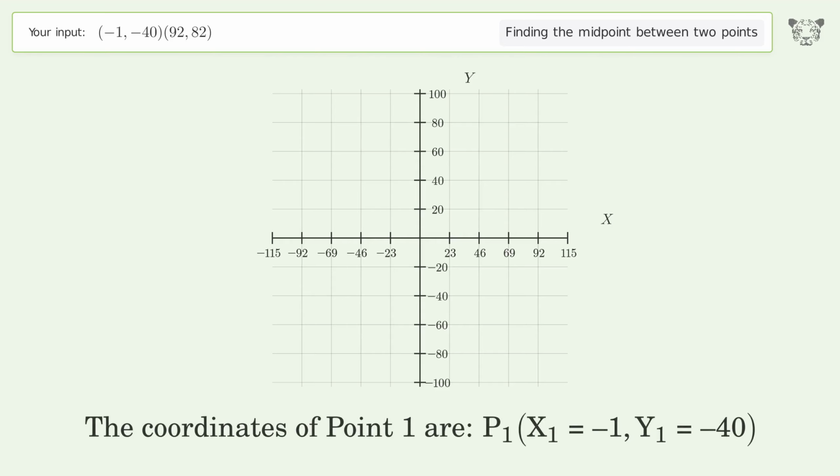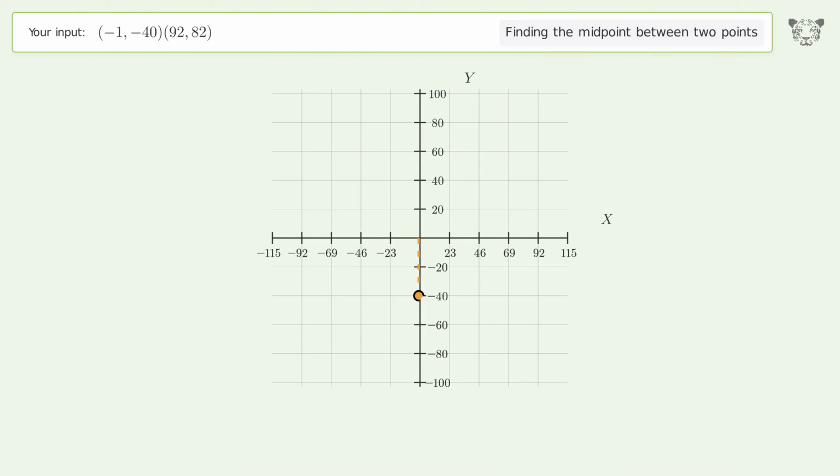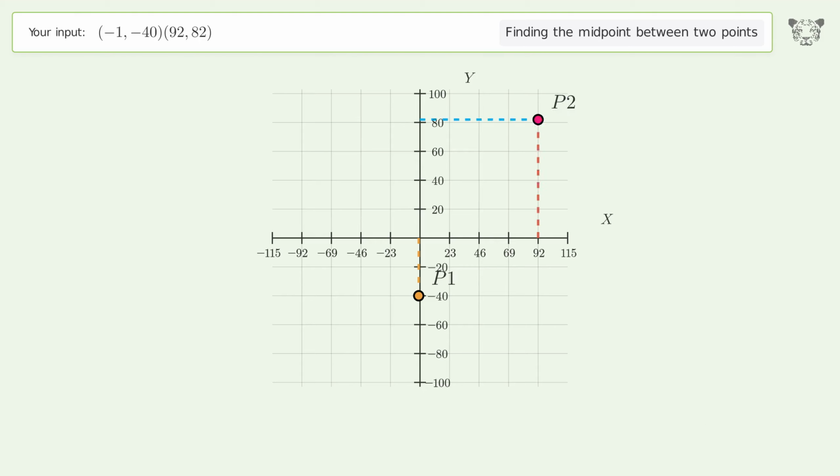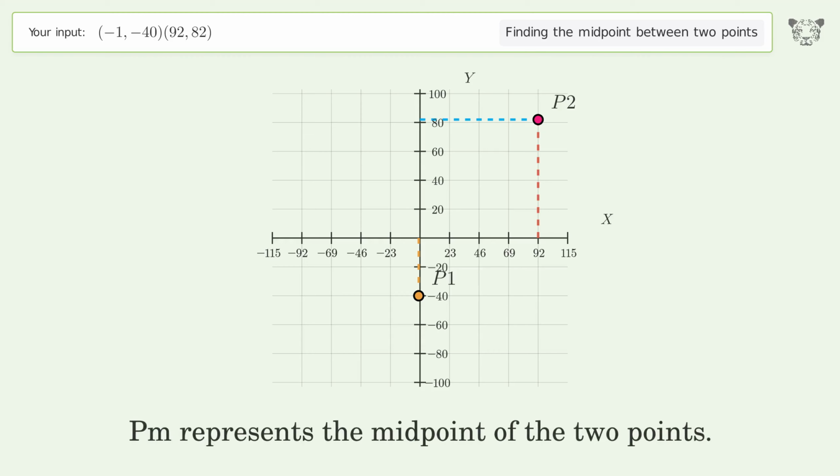The coordinates of point 1 are, x1 equals -1, y1 equals -40. The coordinates of point 2 are, x2 equals 92, y2 equals 82. PM represents the midpoint of the 2 points.